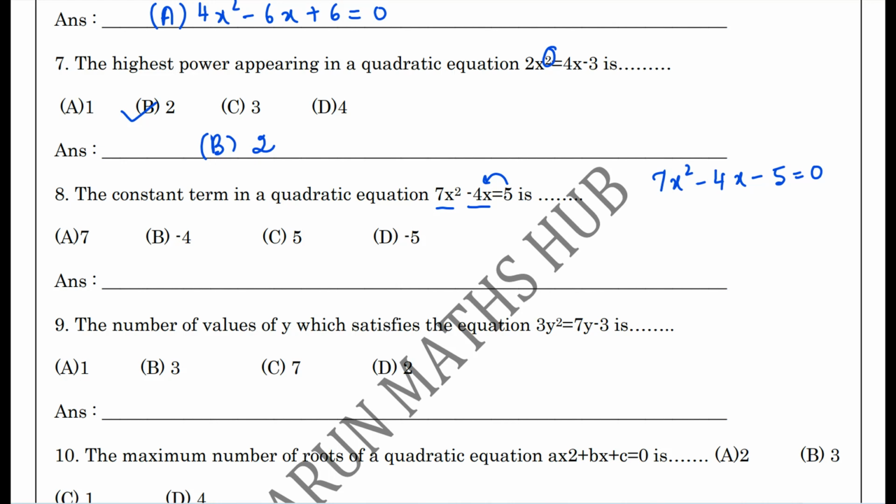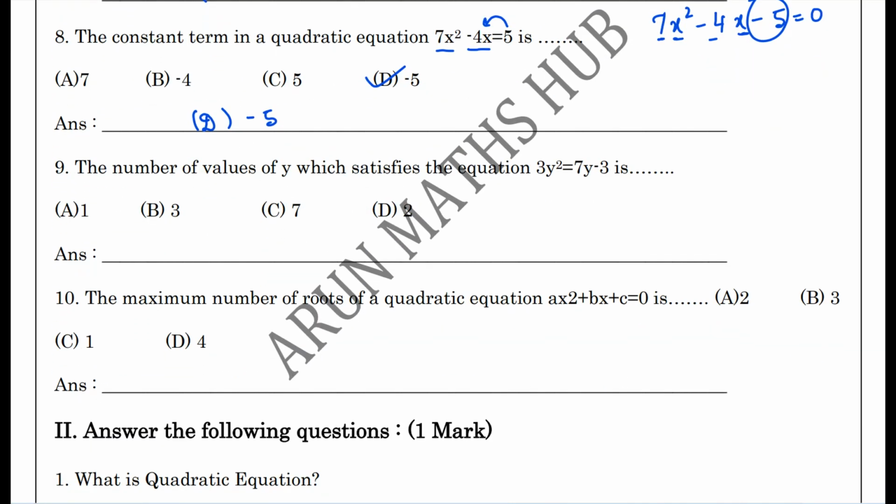Now what is the coefficient of x square? It is 7. What is the coefficient of x? It's minus 4. What is the constant term? It is minus 5. Therefore the correct answer is option D, minus 5. Don't get confused. After writing the given equation in the standard form, then you can find out the coefficients a, b and c. The c is the constant here, therefore the value of c is minus 5.